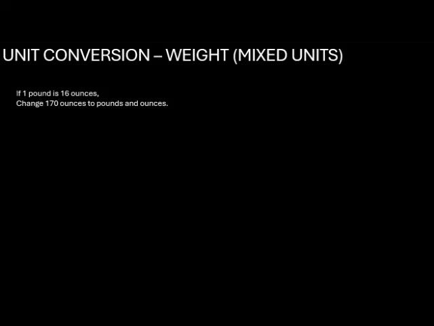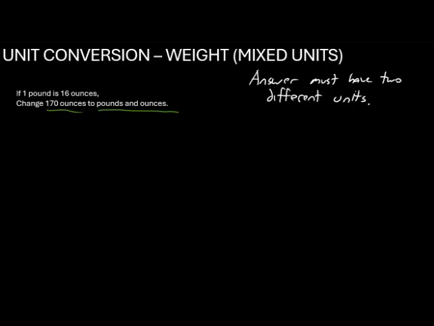Here we'll do another example with mixed units. We're given that 1 pound is 16 ounces, and we are asked to change 170 ounces to pounds and ounces. This is different from our previous problems in that our answer must have two different units. However, we're going to begin by taking that 170 ounces and changing it to pounds first, using OZ to represent ounces and LB to represent pounds.